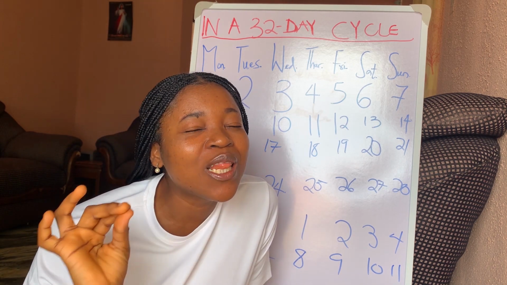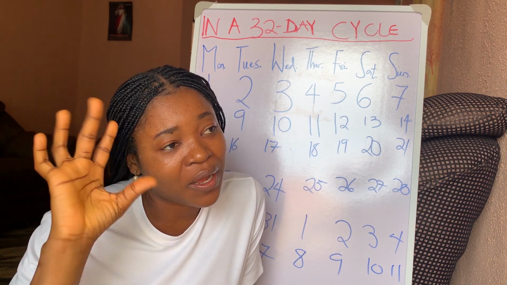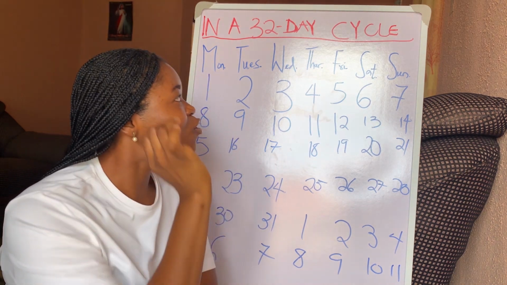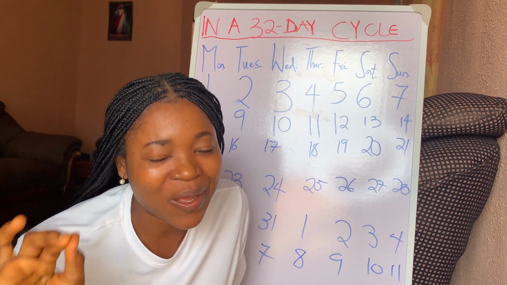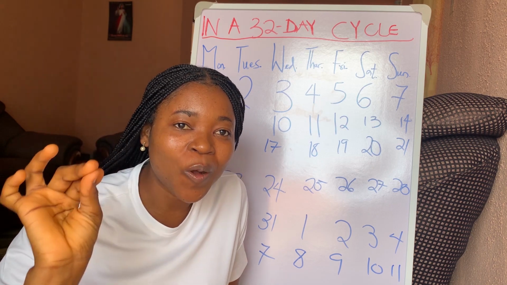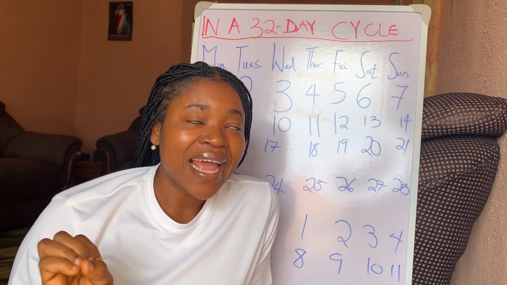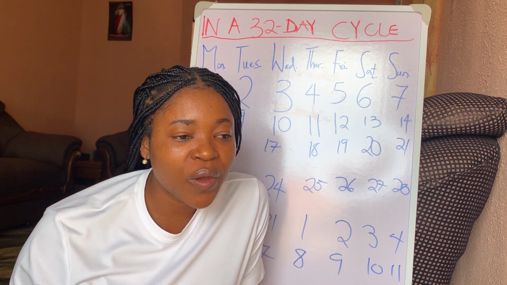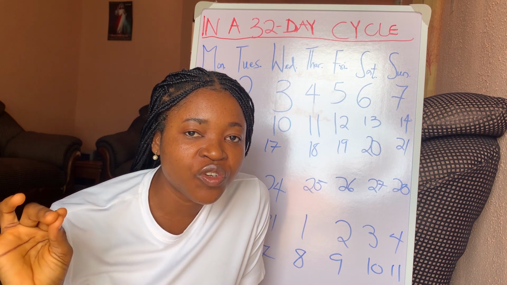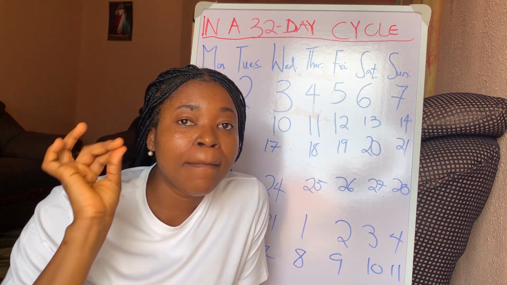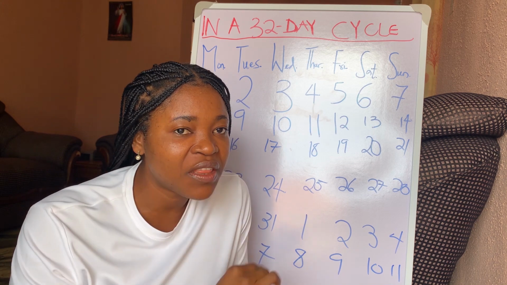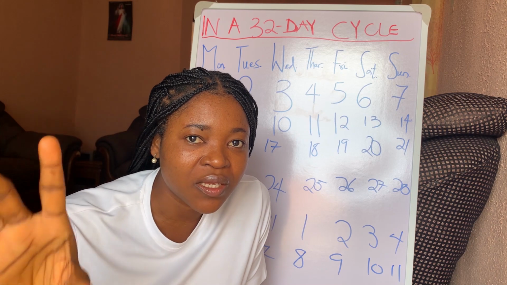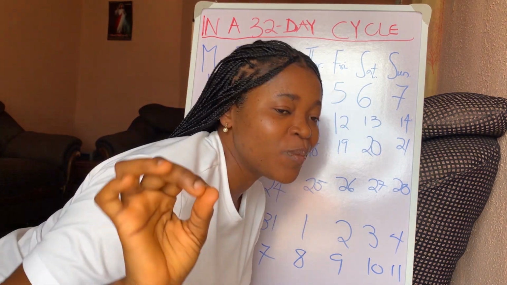And I've been seeing a lot of people go with the 28-day cycle calculation, but we are going to do something different by using the 32-day cycle calculation. I know a lot of people will come in the comment section to ask me, what about people that have PCOS or people that have hormonal issues? Yes, this calculation might not work for you, but after this, I'm going to still tell you what will work for you. So just stay tuned. Let's get into the video.